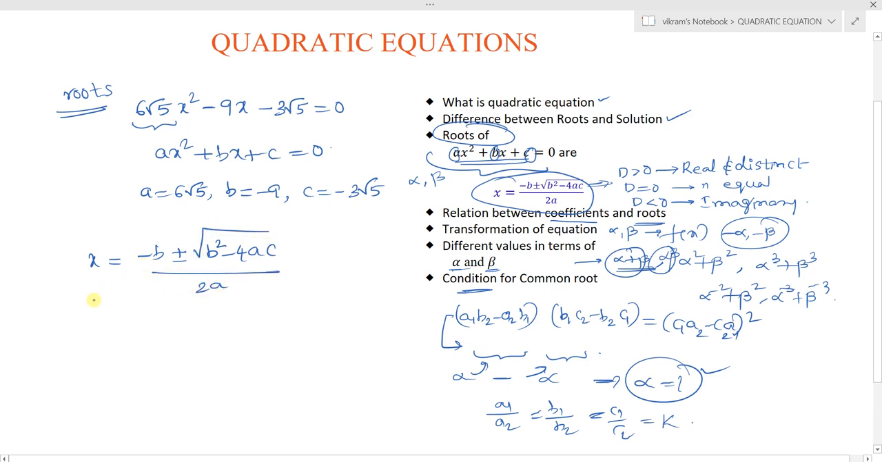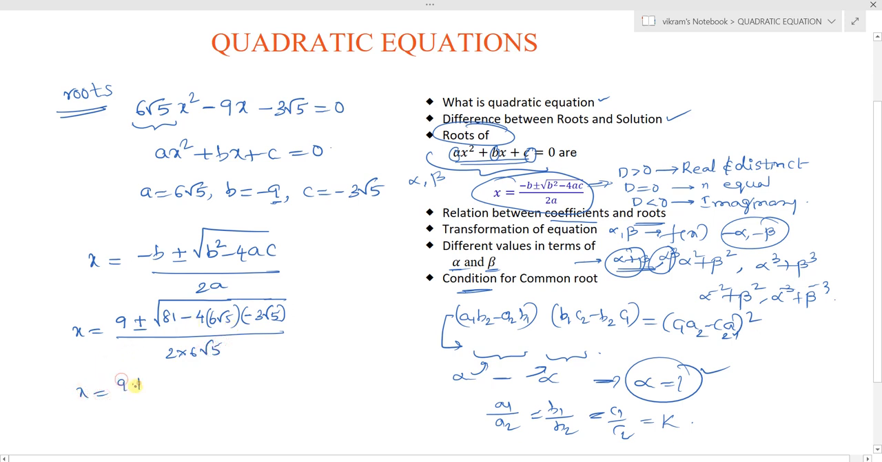Okay, now substitute the values. Then we'll obtain x equals minus b, that means minus of b is equal to minus 9, so we obtain plus 9 plus or minus square root of b square, minus 9 whole square, 81, and minus 4ac, where a is 6 root 5 and c is minus 3 root 5, all divided by 2 into 6 root 5.